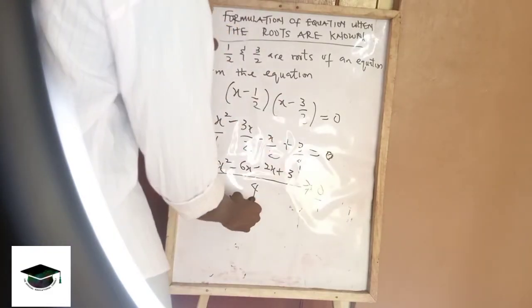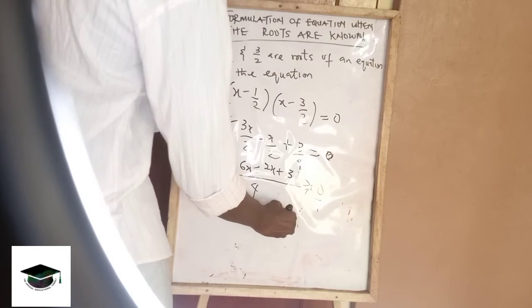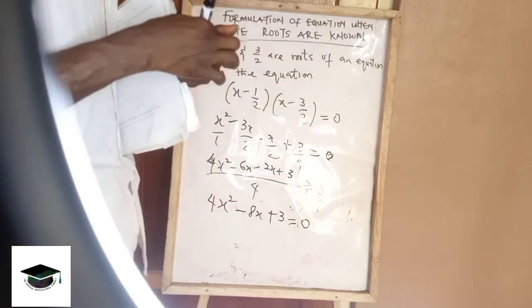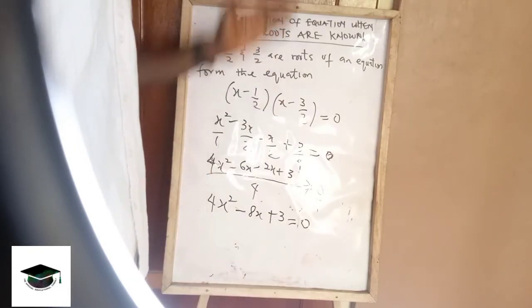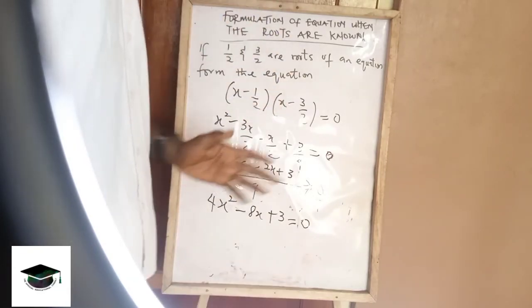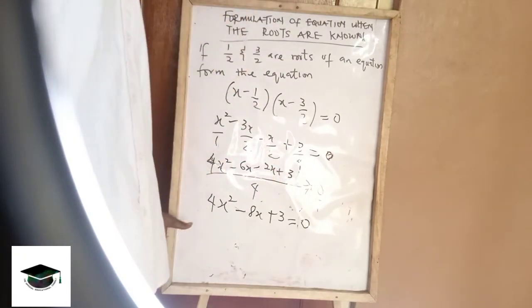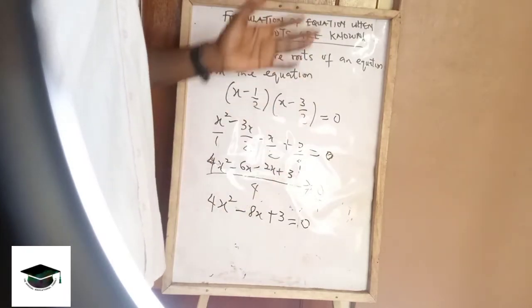So that's minus 8x plus 3 equals to 4 times 0, 0. And this is how to form it. So this is the equation that we form out of this. And it's very simple. So if you have any number, whatever it is, you can always apply this method, and you will arrive at your answer. Do you get it now?